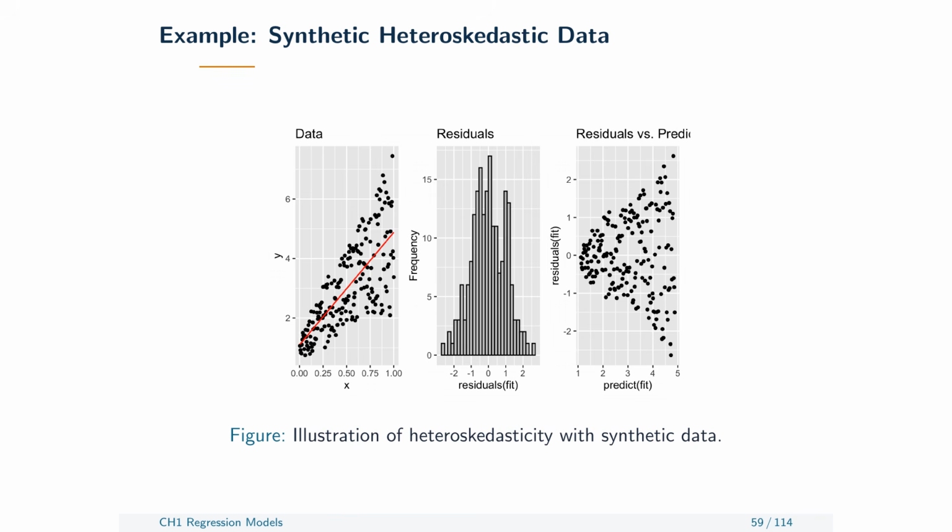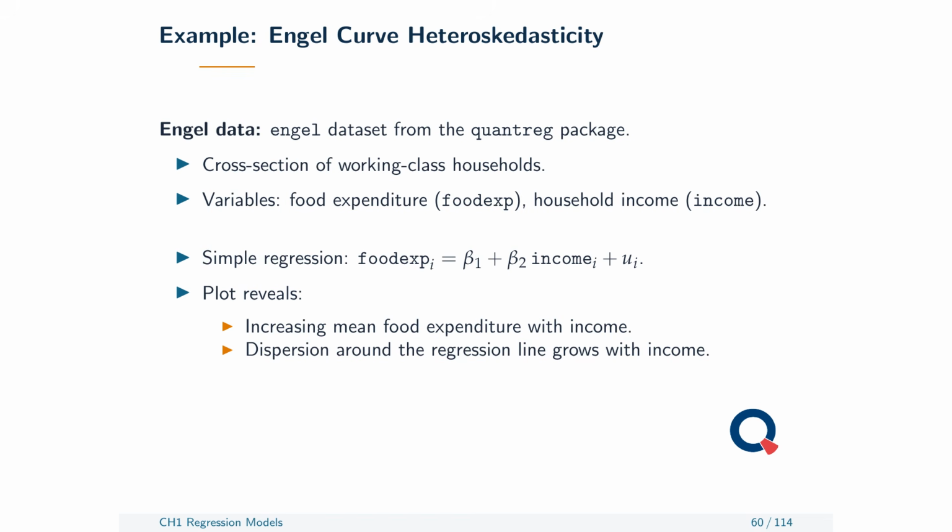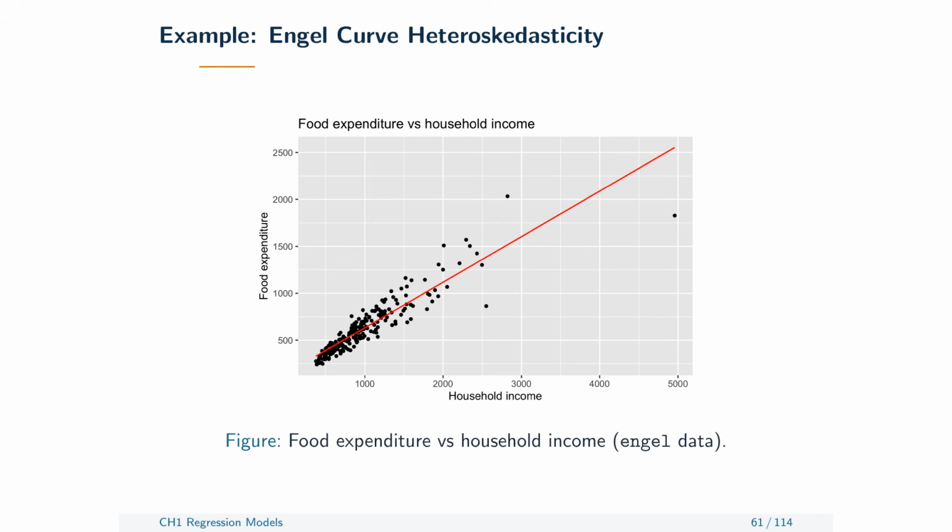The Engel household data provide an economic example. Food expenditure rises with household income, and the dispersion of expenditure around the fitted line also becomes larger at higher income. A simple conditional mean may describe the average relationship reasonably well, while a constant variance assumption fails visibly.